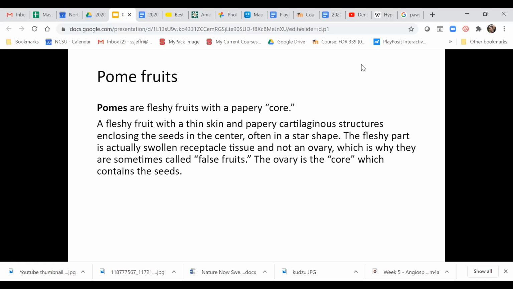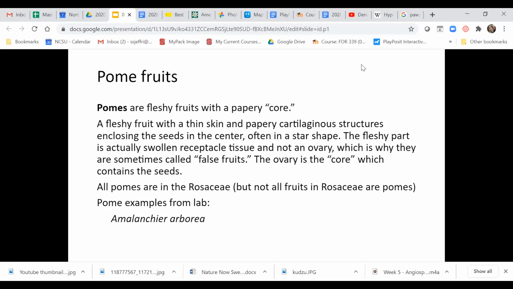Now, the fleshy part of an apple is actually swollen receptacle tissue and not the ovary. The ovary is actually the papery part in the middle. So sometimes you'll hear pomes called false fruits, because we think about fruit as being the ovary, and it's in there, but it's not all of it. The ovary part is that papery core, which contains the seeds. So like I said, all pomes are in the Rosaceae family, but keep in mind that not all fruits in the Rosaceae are pomes, okay?